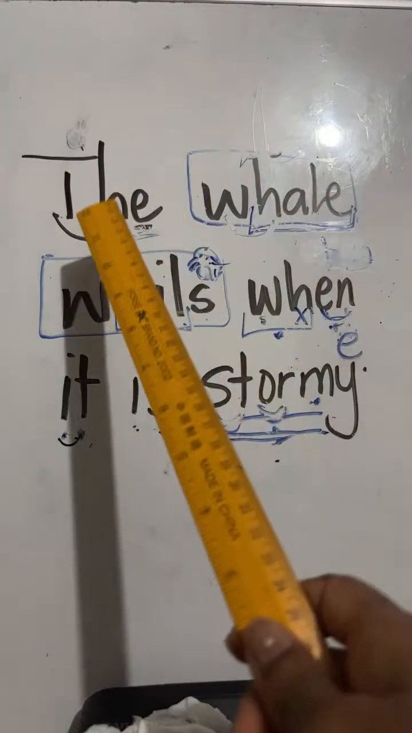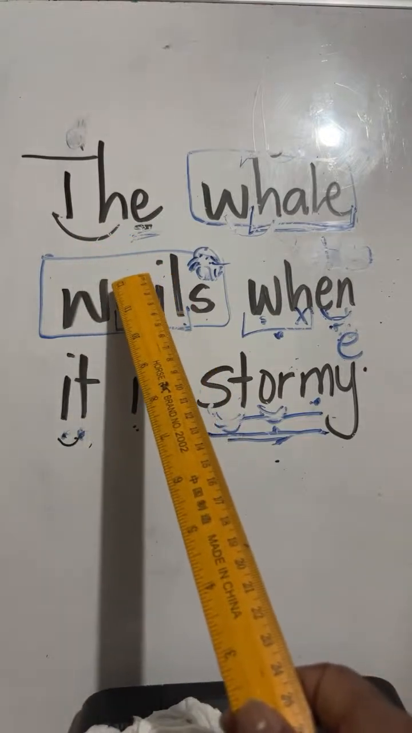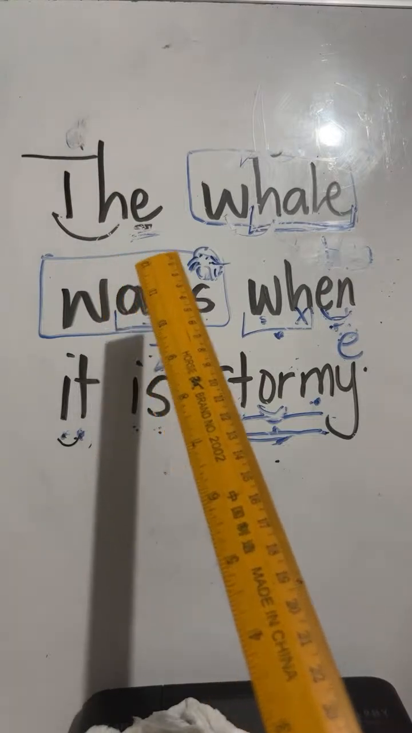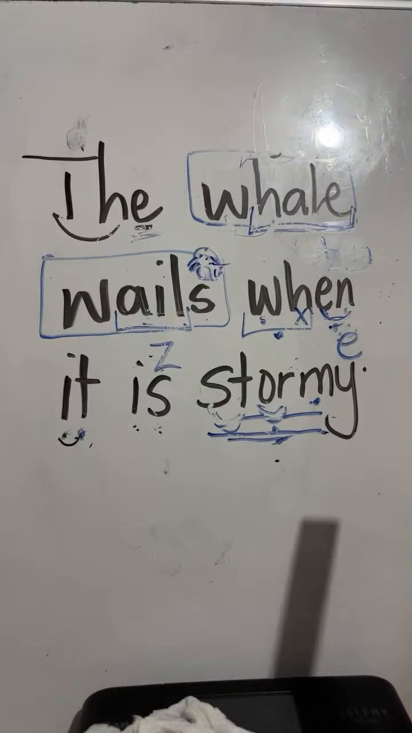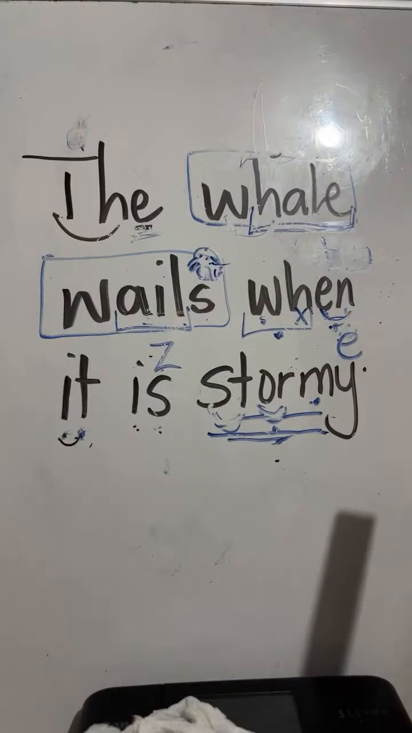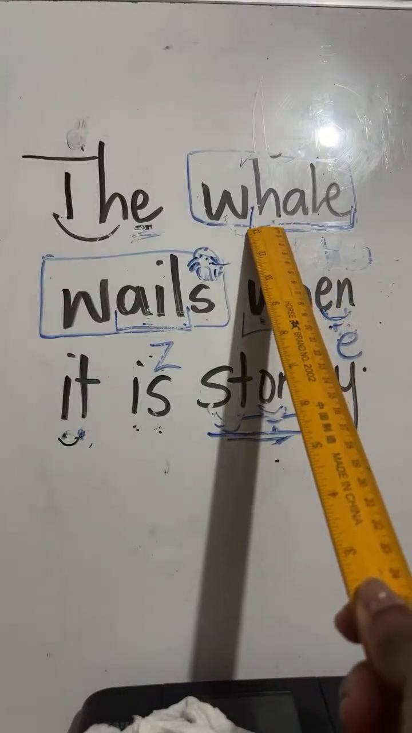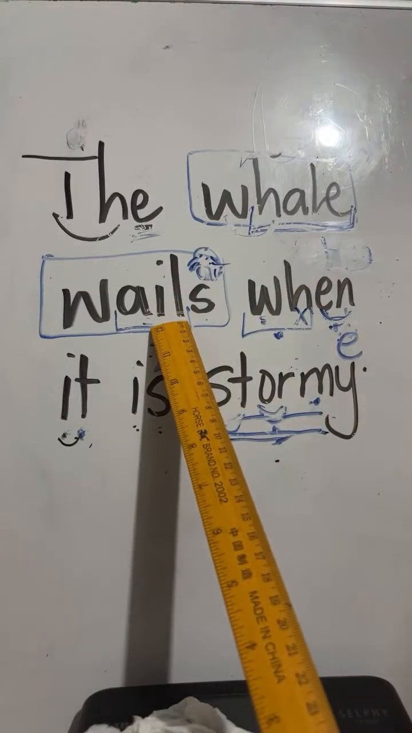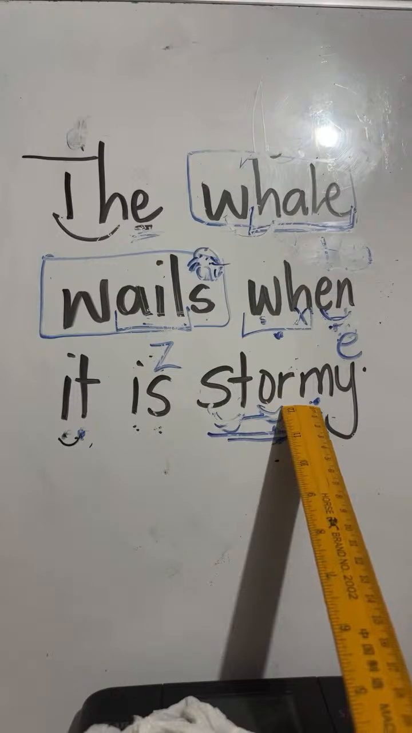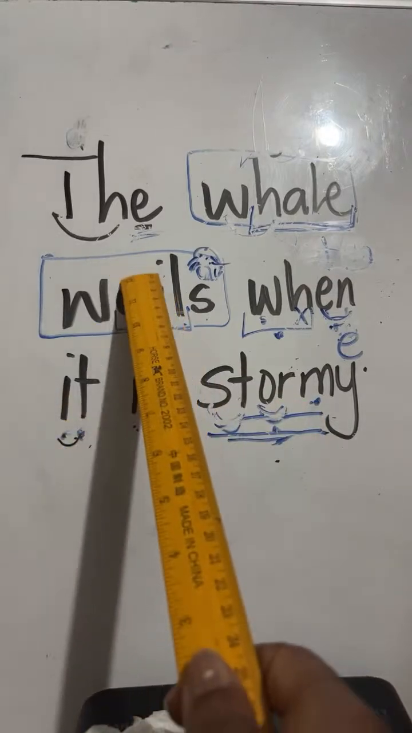Let's now call them together by reading fluently. If you were able to call all those words, let's see how many of them you can call. Okay? How many do you think you might be able to call? This one? Whale. Very good. When. Whales. Stormy. Is. It. The.